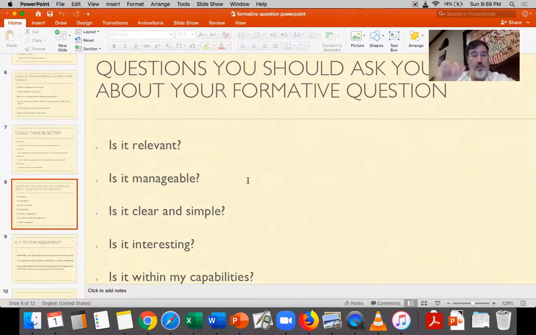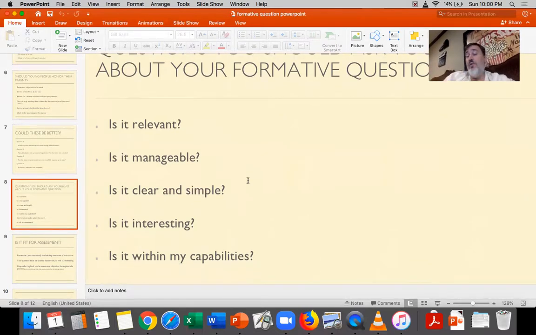Is the question clear and simple? You don't have to show your IQ in your question, okay? Some of the best questions are the most basic, simple questions. Is it interesting? Only you would really know that. That's why this is a question for you to ask yourself as you're creating the question. Is it interesting to you? Is it within your capabilities?